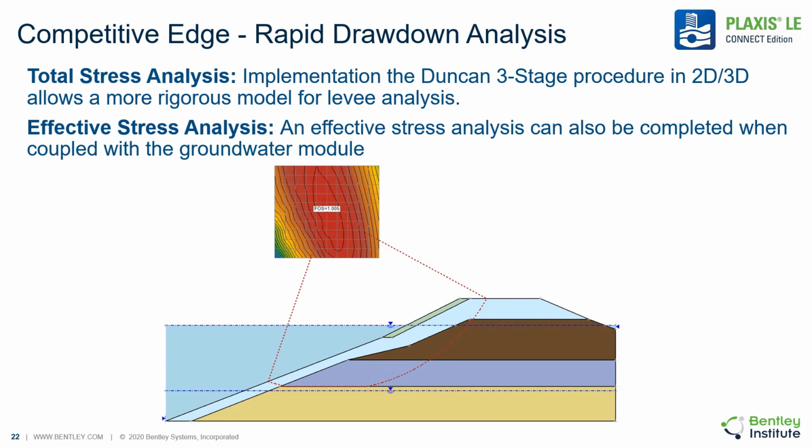In terms of rapid drawdown analysis, there are both total stress analysis methods implemented and effective stress analysis methods, such as for total stress, the Duncan 3-stage procedure, and effective stress analysis, coupling the groundwater and your limit equilibrium analysis can be accomplished.